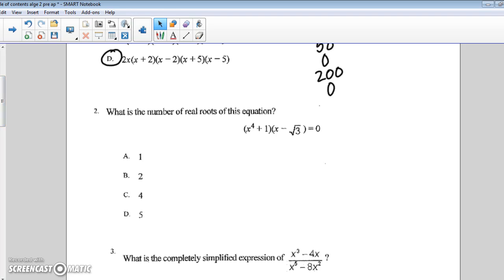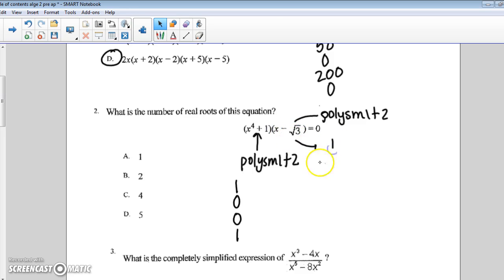Number 2, what is the number of real roots of this equation? Well, you can do PolySmlt again. You would have to PolySmlt this piece here, and you could PolySmlt the second piece, and you're looking for real answers. If you PolySmlt this piece, you would get 1. You would type in 1, 0, 0, 1. This piece, if you PolySmlt it, you would type in 1 and negative radical 3.